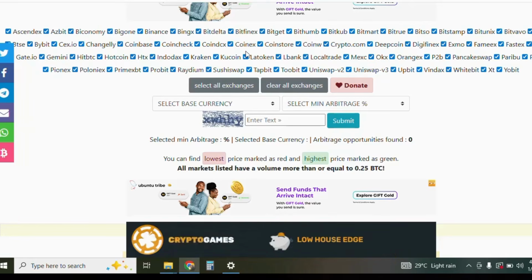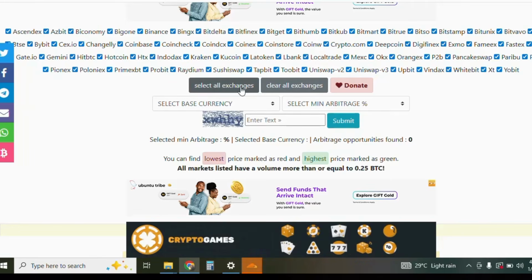Basically, there are many countries where Bybit, Binance, and other cryptocurrency exchanges don't work, so you can unselect them. But if you're living in countries where they work, you can select them. I basically select everything because sometimes I want to see everything. All right, so you've selected all exchanges.